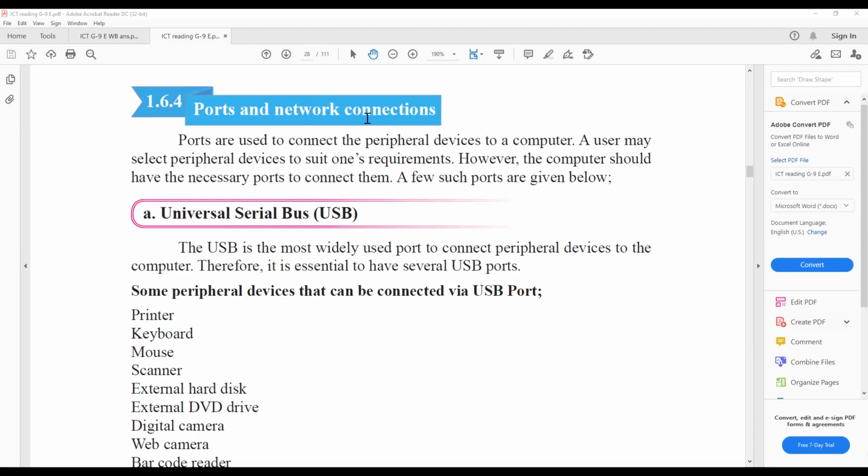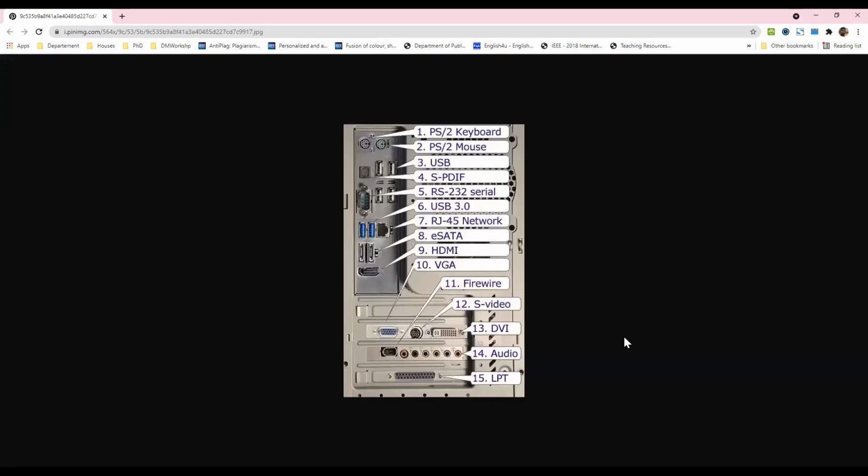Now, for example, let me give you one. Let me share the screen. So this is backside of a desktop computer. This is actually quite an old computer, so that's why you see sometimes very strange ports. Now these two ports, are you familiar with these two ports?